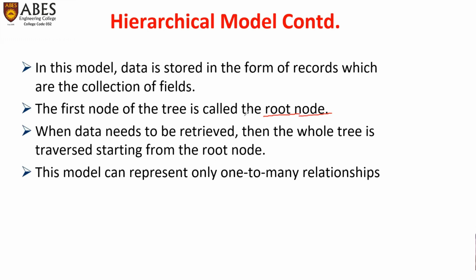So this is a little bit of complexity of this hierarchical data model. If you are going to access one data element, then you have to traverse the whole tree from the root to that particular element which you want to access. This model can represent only one-to-many relationship. This is another limitation of this model, that it supports only one-to-many relationships.